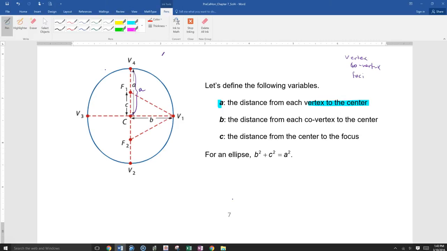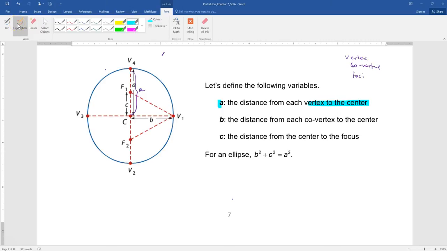All right. So B is the distance between the covertex and the center. So from the covertex to the center, that's B, right? And C is from center to focus. So C is this. It's a midpoint. The center is the midpoint of all of them. But the focus is the midpoint.